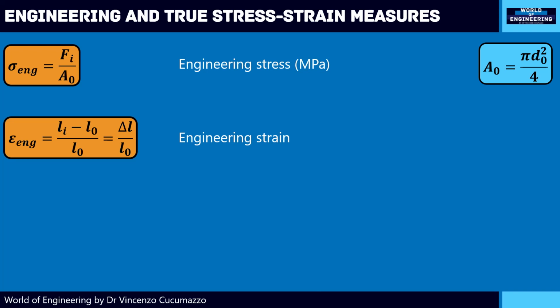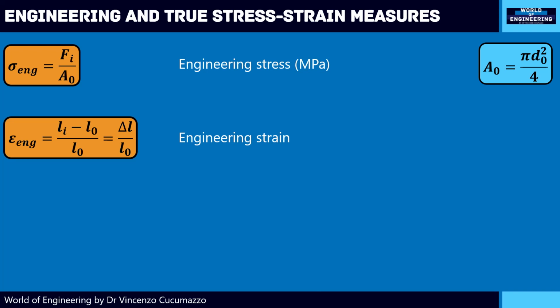The engineering stress is defined as the force divided by the initial cross-sectional area of the specimen. And this latter can be calculated from the initial diameter of the specimen, and the unit of your engineering stress is megapascals, since 1 megapascal is equal to 1 newton per millimeter square. The engineering strain, epsilon eng, basically quantifies the change in length of the body in relation to its original length. Clearly, this measure is unitless.